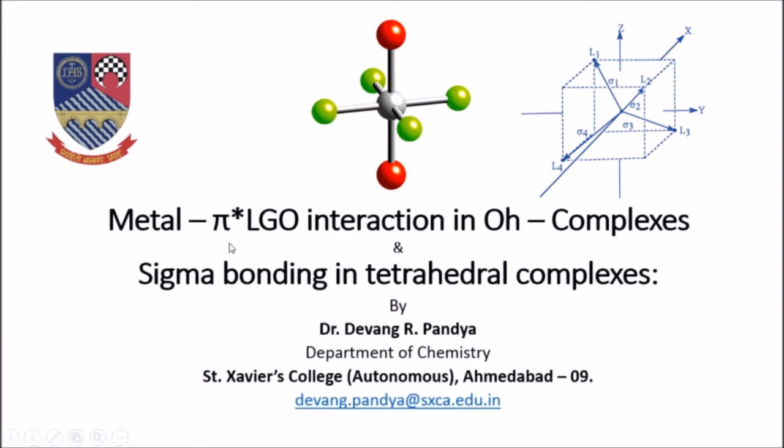This is the topic of lecture number 7: metal pi star LGO interaction in octahedral complexes. So the pi star interaction we need to discuss along with sigma donation and pi donation. The other discussion which we have done for sigma donation and pi donation is omitted. Only the focus is on the pi star LGO interaction with the central metal ion in octahedral geometry, and after completion of that, we're going to discuss the sigma bonding in tetrahedral complexes.